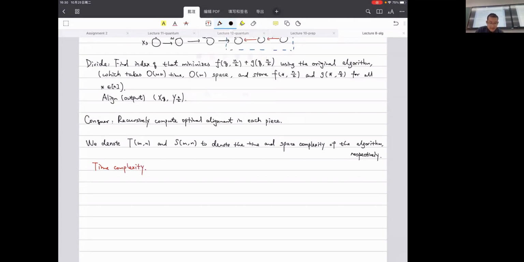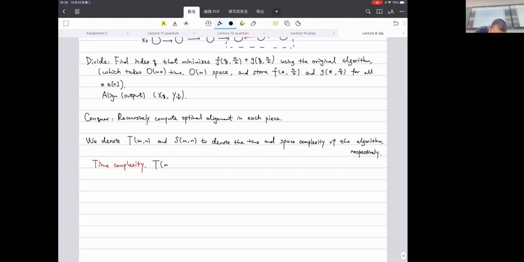As always, in a divide and conquer algorithm, we write recursions to represent the time complexities. For this algorithm, we can clearly see that the time complexity T of m, n is going to be smaller than T of q over 2, because we need to call the f function recursively. And we also need to add T of n minus q over 2 to call the second part of the function recursively. And in our calculation, we actually make a call to the original algorithm. So the other thing we need to add here is O of mn, which is the cost of the original algorithm.